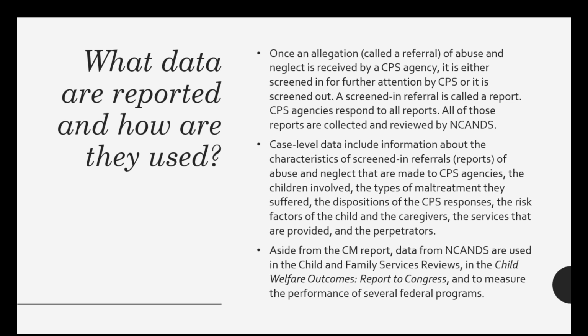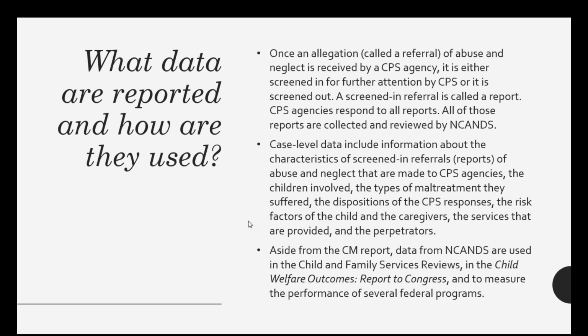So aside from the CM report, NCANS also uses this information in their child and family services reviews, and they have a report that they give to Congress every year called the Child Welfare Outcomes. And this basically is a way for them to measure several federal programs that impact child welfare overall in the United States.